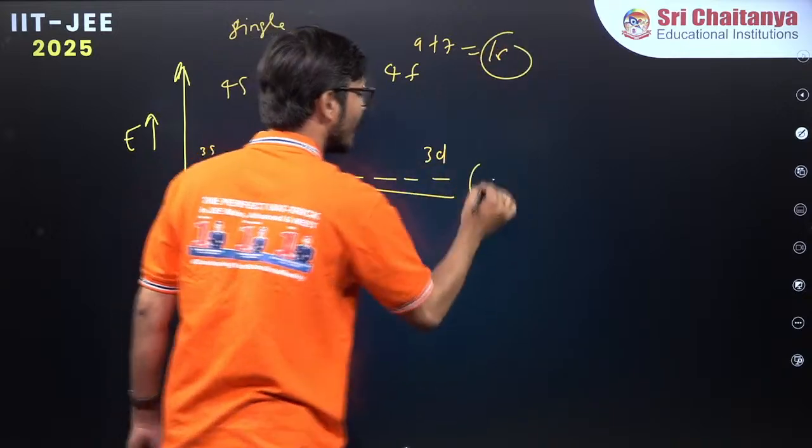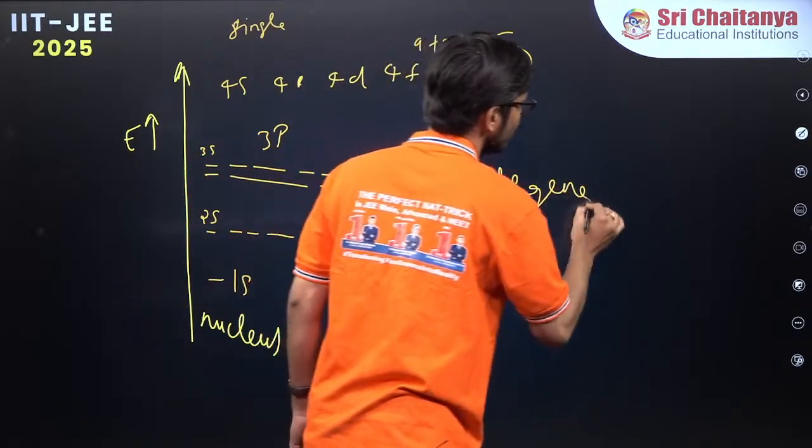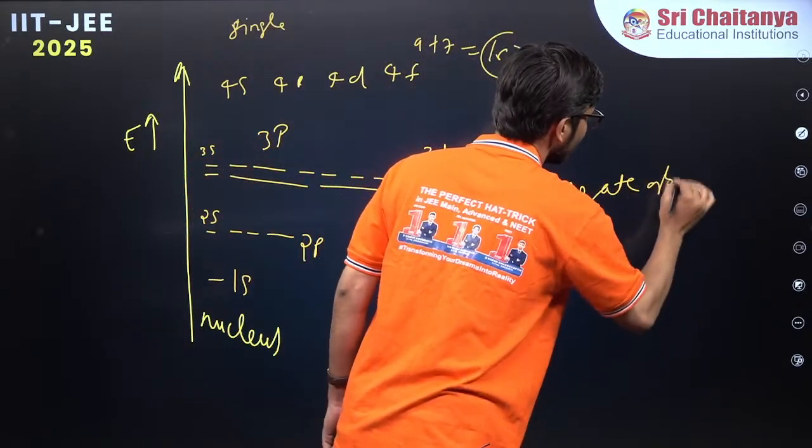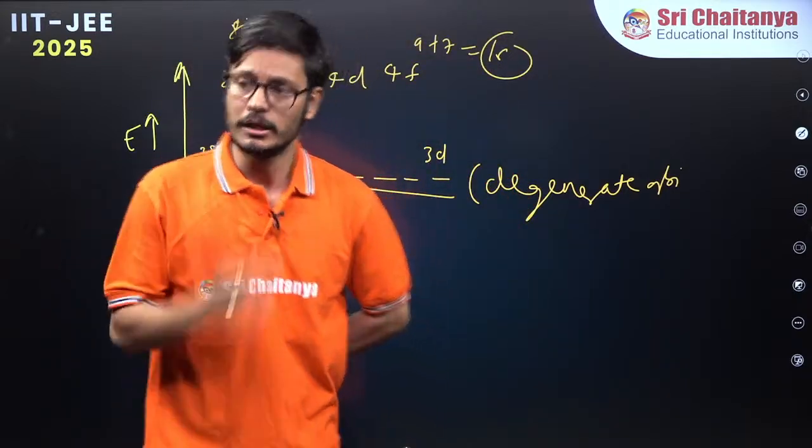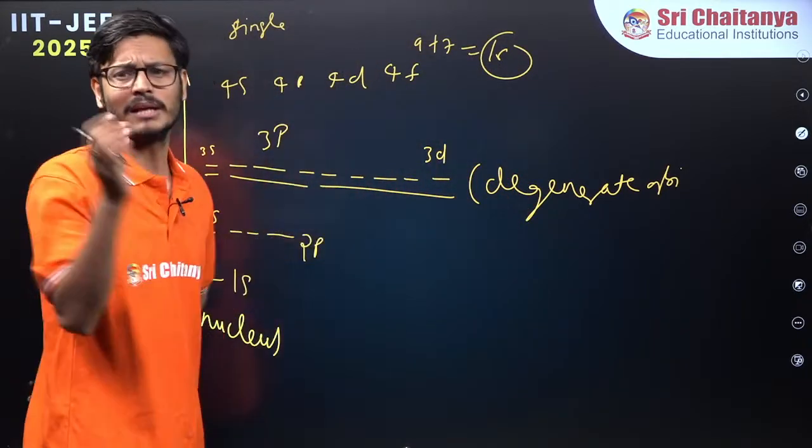So these are called as degenerate orbitals. Degenerate orbitals means same energy. So this question is very famous. This has been asked so many times.